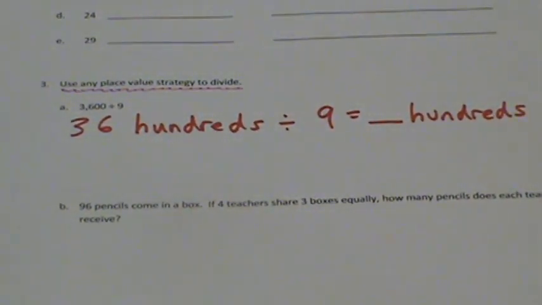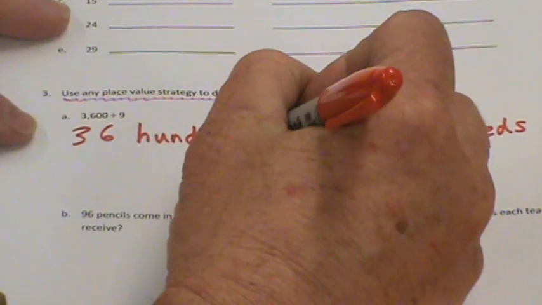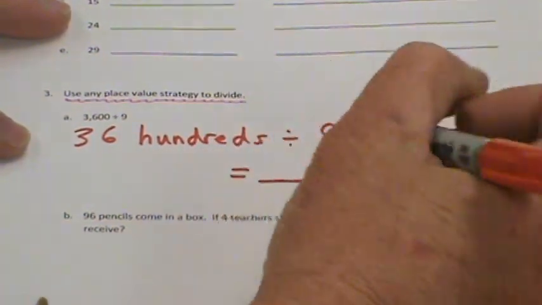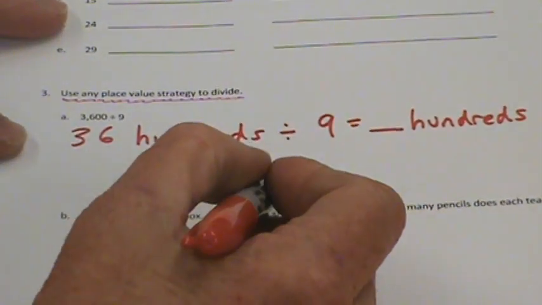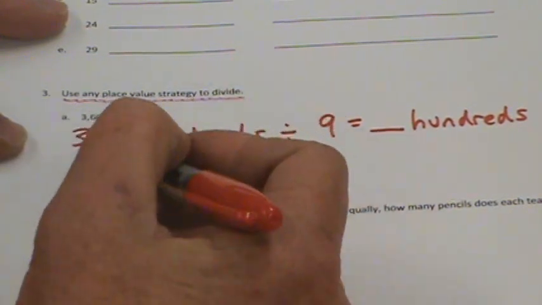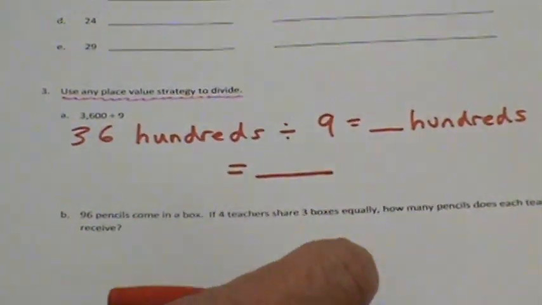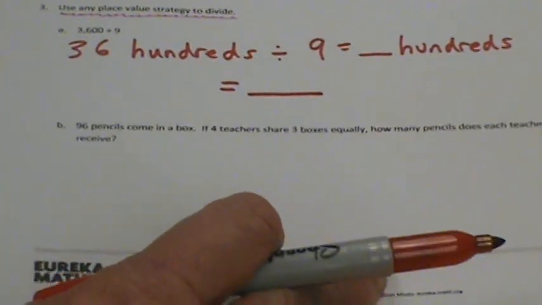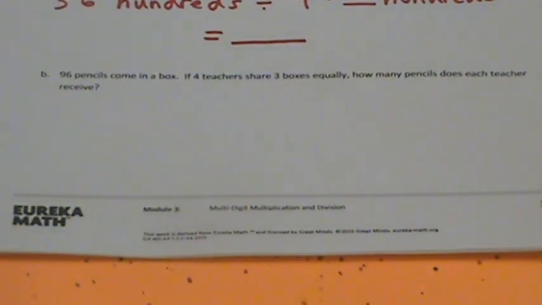Okay, so what number is going to be right here? So you're going to write a number there and a number there. Just think about 36 divided by 9, or 9 times what equals 36, and you should be able to get it. Let's go to B.